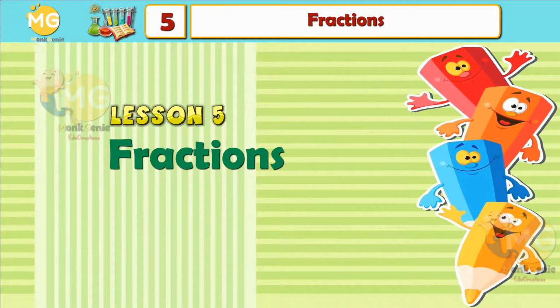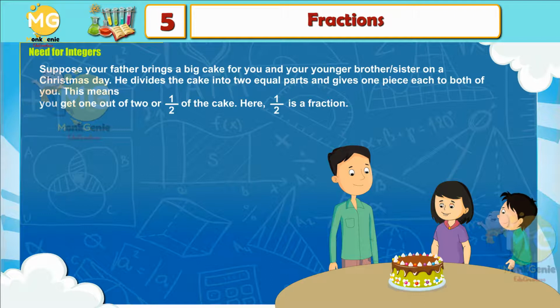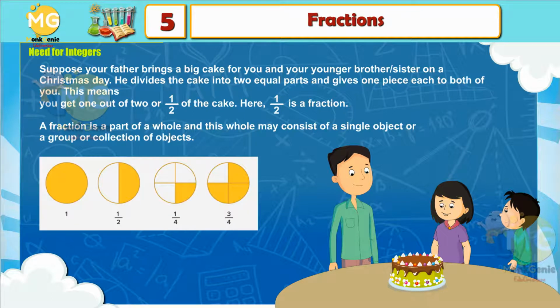Lesson 5. Fractions. Suppose your father brings a big cake for you and your younger brother or sister on a Christmas day. He divides the cake into 2 equal parts and gives 1 piece each to both of you. This means you get 1 out of 2, or 1 upon 2, of the cake. Here 1 upon 2 is a fraction. A fraction is a part of a whole, and this whole may consist of a single object or a group or a collection of objects.